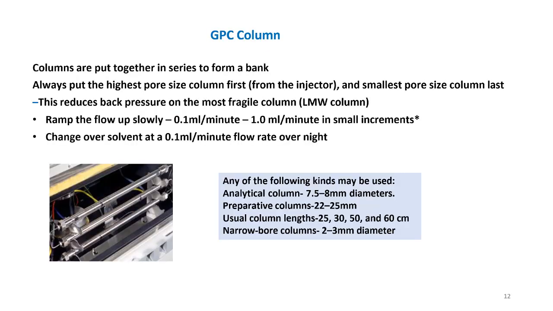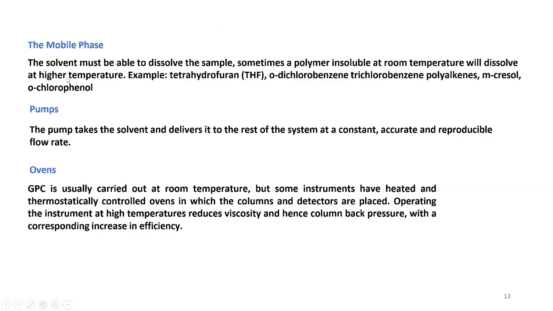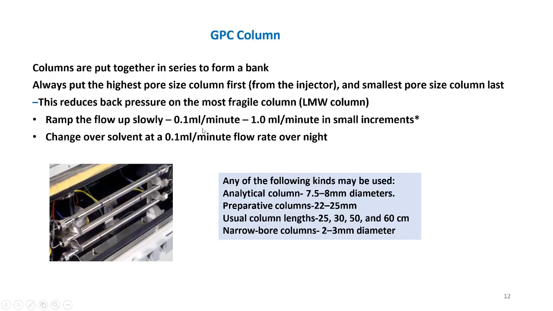Okay, so there are different columns for GPC. These are put in series to form a bank, and the first one with a higher pore size should be kept first, and then the smallest pore size one will be kept last. The flow rate is around 0.1 ml per minute to 1 ml per minute, and the solvent flows at a rate of 0.1 ml per minute.